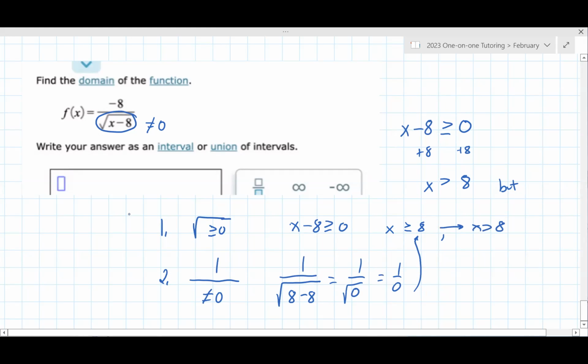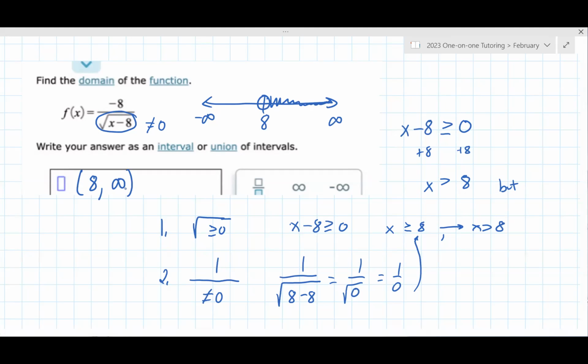So on a number line, you're starting at 8, but it can't be 8. But it's everything to the right of 8. So that's parentheses 8, infinity. Okay, I'm kind of getting it.